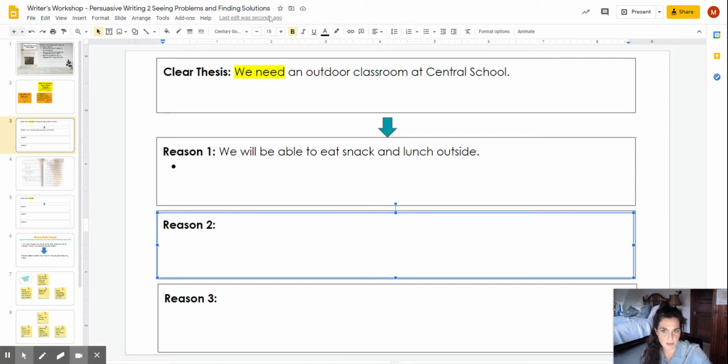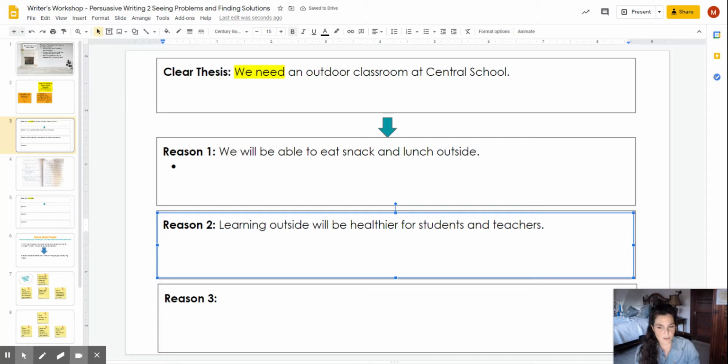Speaking of it being used for learning, it also makes me think that we'll be healthier. Learning outside will be healthier for students and teachers. I'm thinking about the idea that we'll have fresh air. I know right now we have to keep our windows open to try to keep germs at bay, but if we're learning outside, we'll have fresh air all around us.